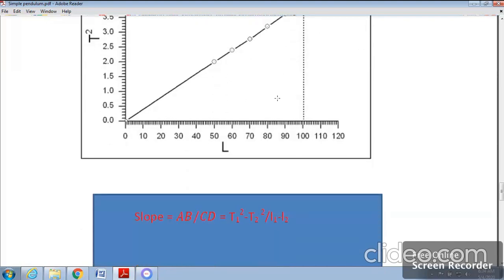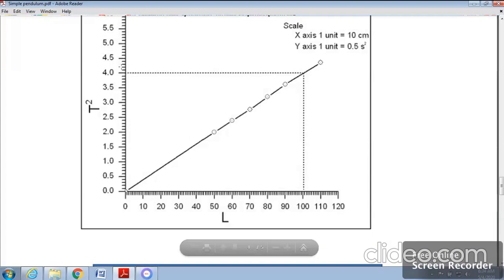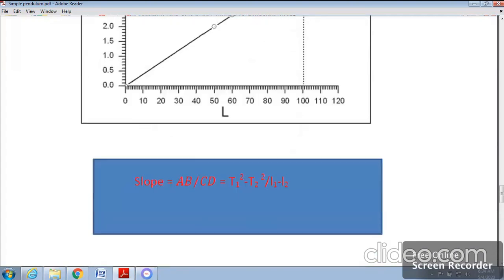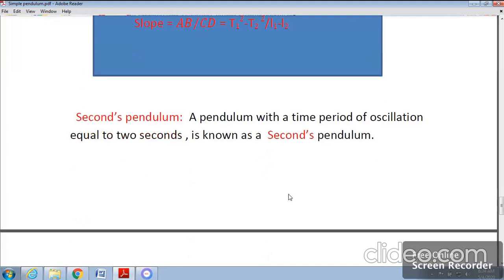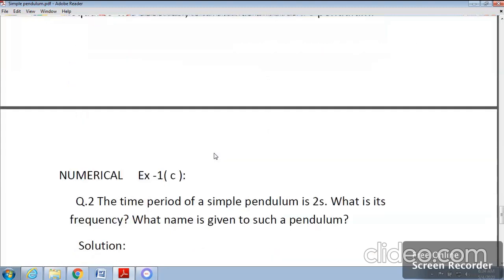To calculate this slope, we have a formula. Slope is equal to AB by CD, where AB is the distance from the maximum value minus minimum value, that is T1 square minus T2 square by L1 minus L2. Seconds pendulum: a pendulum with a time period of oscillation equal to 2 seconds is known as a seconds pendulum.